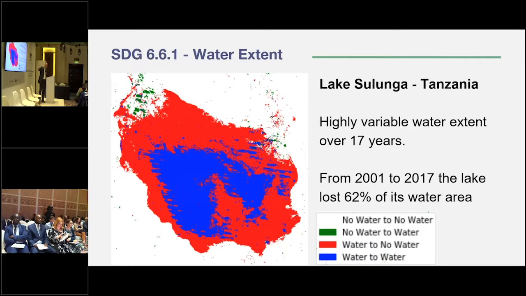That lake bed, all of the area in red, used to be water 17 years ago, and is now no longer water. The only area that's increasing in water are those few little green patches up in the corner. That's probably just low-lying areas that are now holding water during the rainy season. So this is really interesting, and we found other areas.